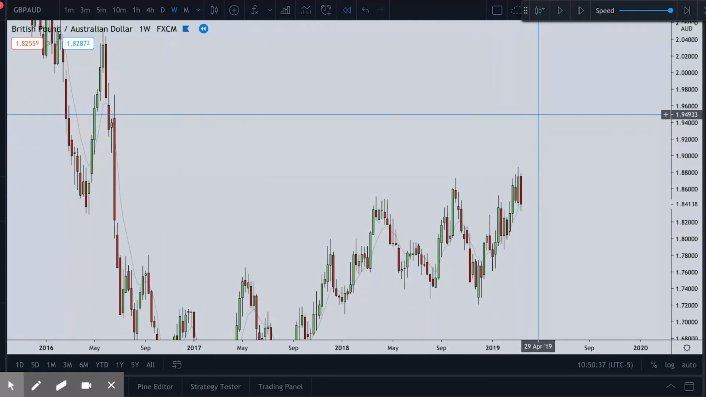So hopefully this video has been useful for identifying some zones. I've showed you a few live examples there in the market of where we can actually use liquidity to avoid losses, and where we can actually use the supply and demand to identify good points to buy and sell from.